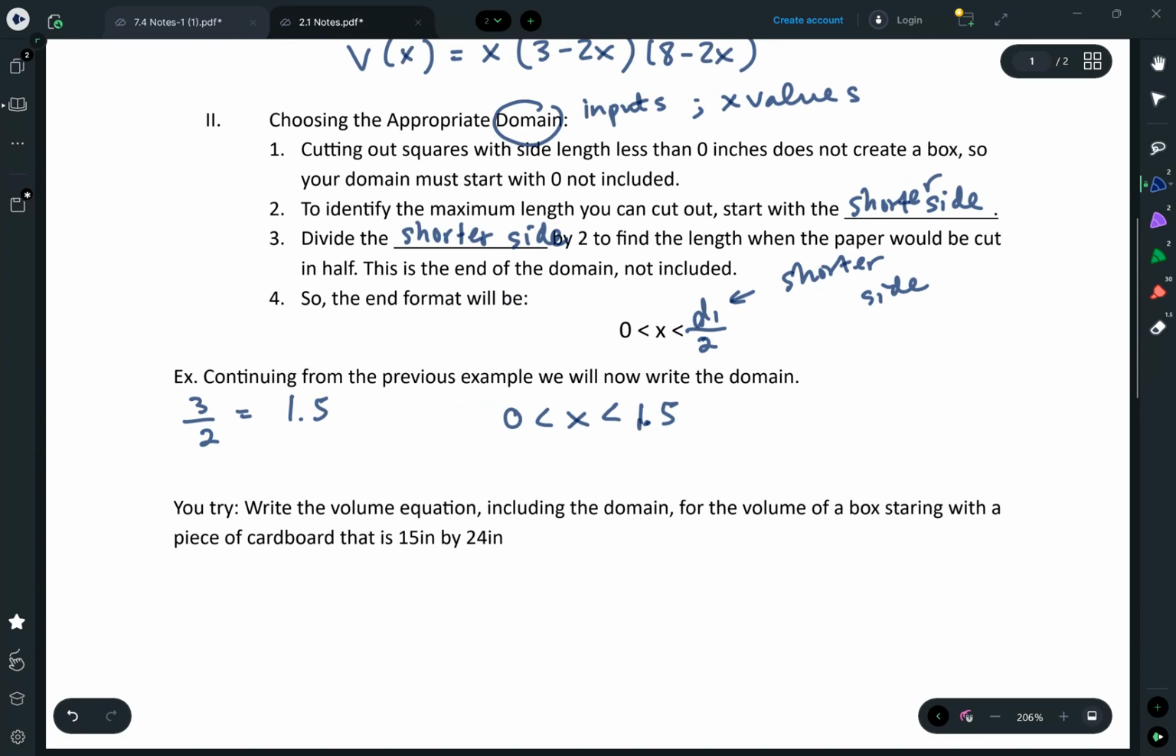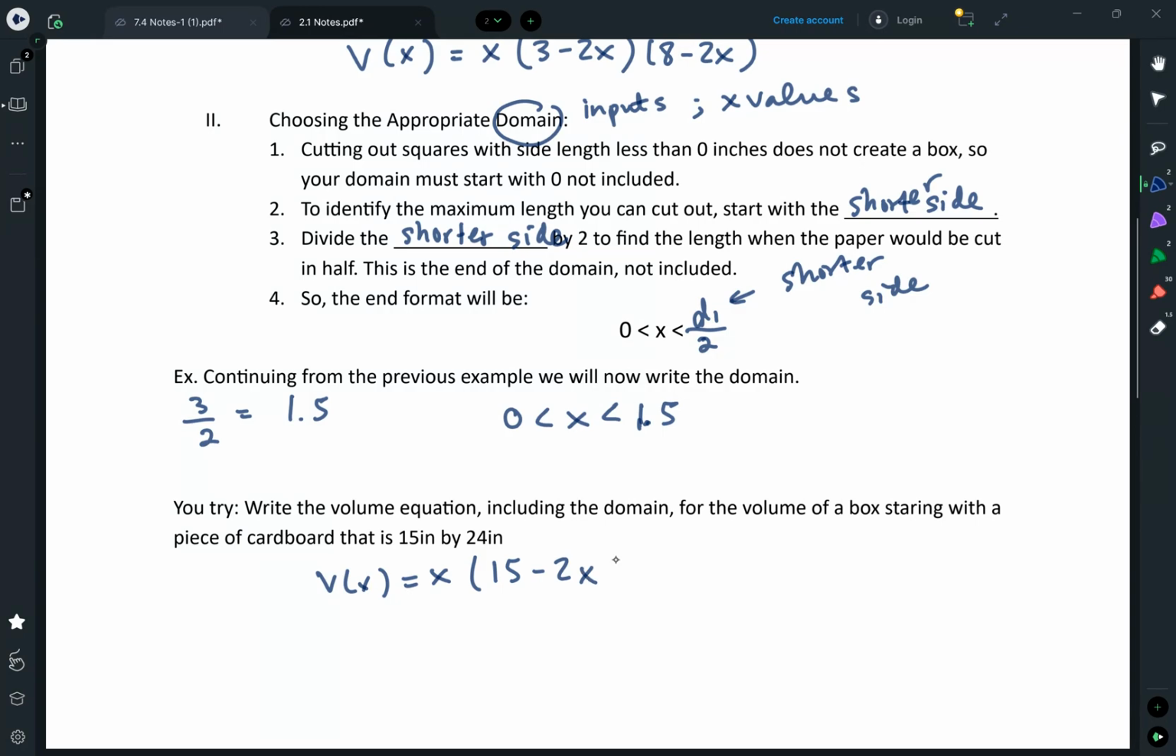Okay, so we are going to try this now. New piece of paper, cardboard's 15 by 24. We're going to find the volume equation and the domain. So my volume, I know I make x times one of my dimensions, (15 minus 2x), times my other dimension, (24 minus 2x) again.